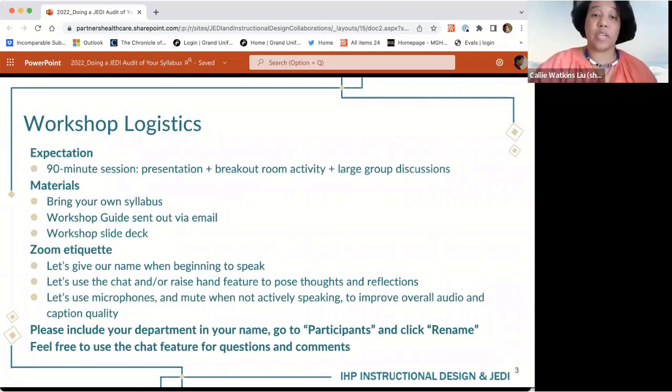We're doing a 90-minute session today. This is our second time doing this workshop, and there was so much conversation that we felt one hour was not enough, so we have 90 minutes this time. We have our presentation, breakout room activity, and then a larger group discussion. Again, have your own syllabus. There's a workshop guide and the slide deck that you'll be able to access in the Dropbox.